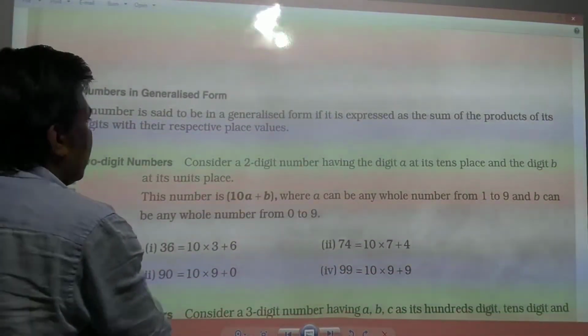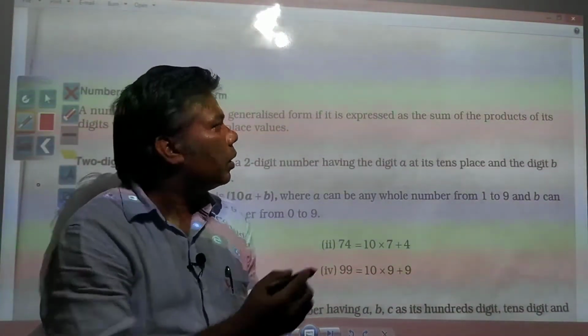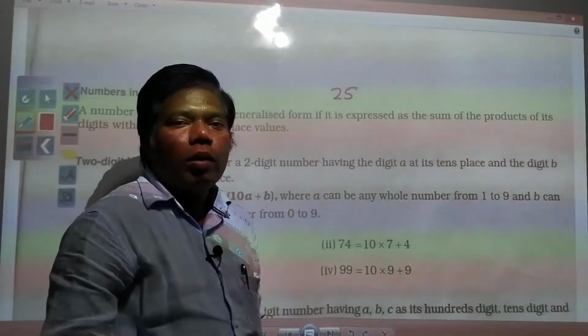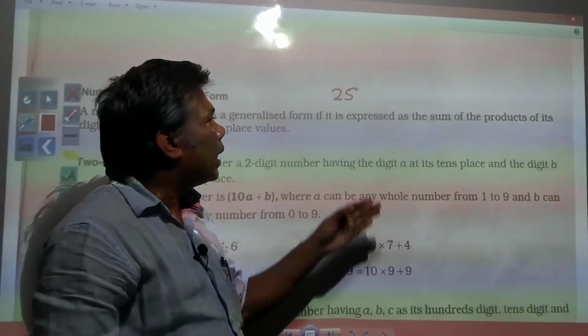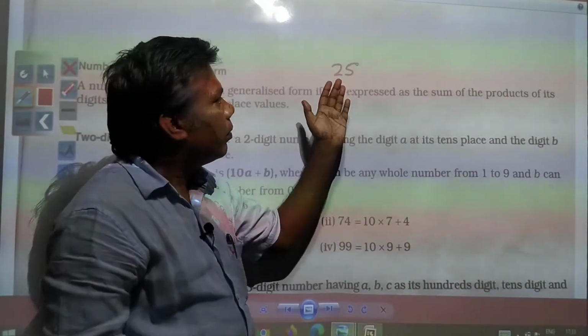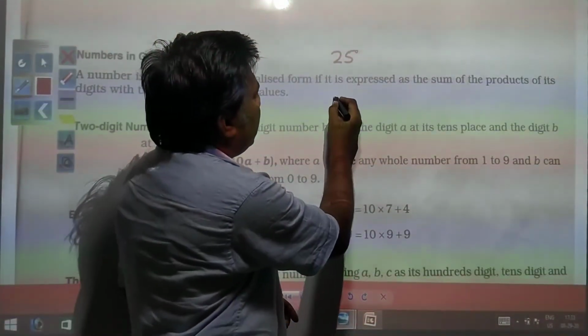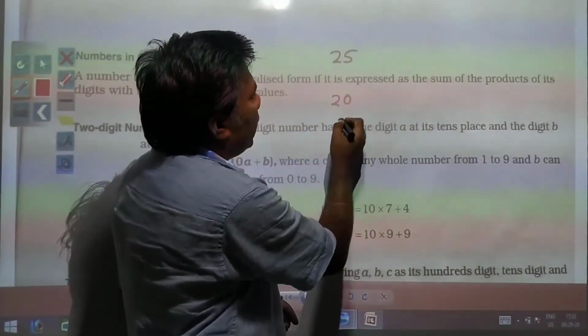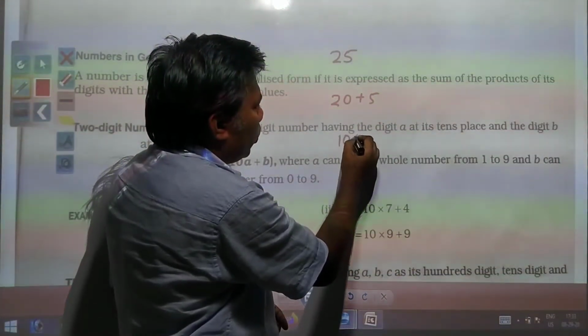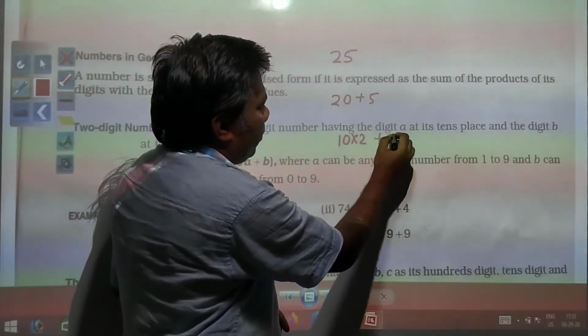Suppose any number is there, take any number. Suppose you have 25. If we are writing this in generalized form, then what will we write? We will write it as 20 plus 5 or 10 into 2 plus 5.